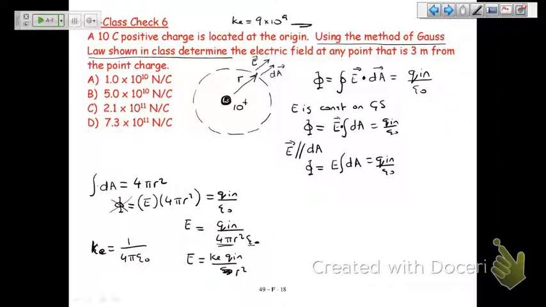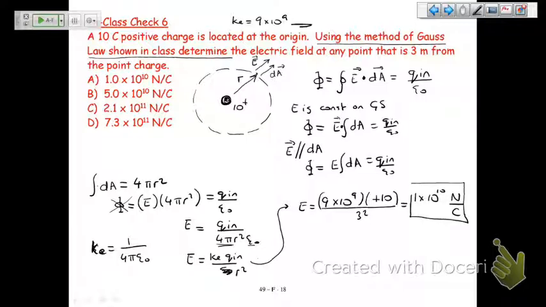So then I've got to put some numbers in. So E is equal to 9 times 10 to the 9 times Q_in, which was plus 10, over r squared, and r is 3, so that's going to be 3 squared. That works out nicely, those cancel. So that would be 1 times 10 to the 10, and it's an electric field, which is Newton per Coulomb. So am I right? 1 times 10 to the 10. That would get you the points.